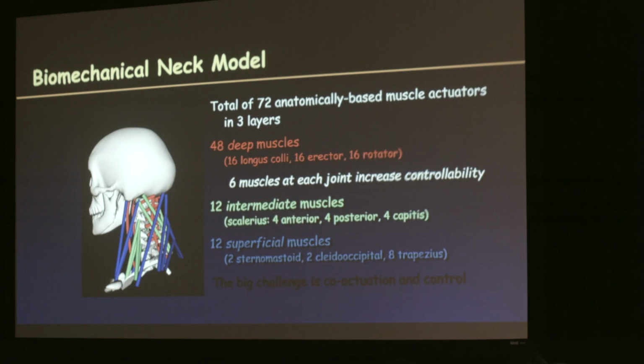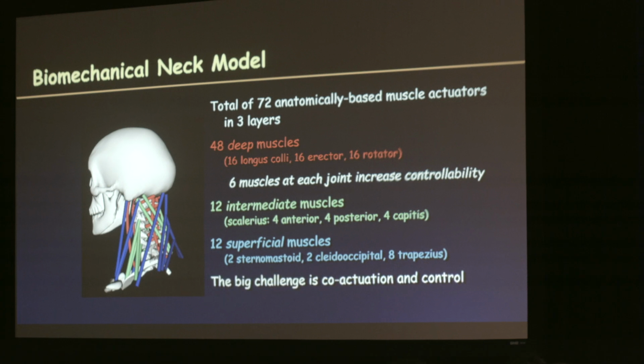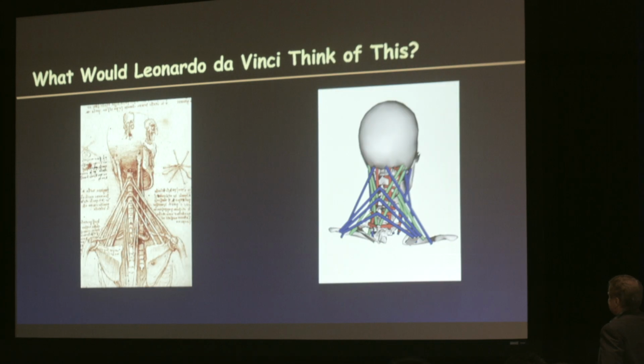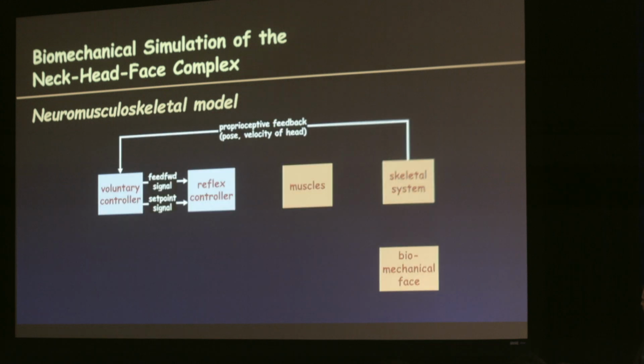So this will require neural networks. Here's just showing the various muscles. There are actually 72 neck muscles over here. So the big challenge is how to co-activate the muscles and control them. Leonardo da Vinci versus our model. Quite similar, actually.